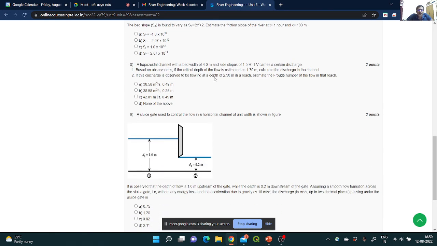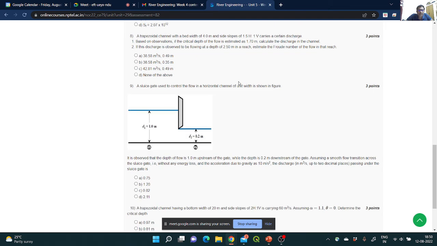Then the question on the trapezoidal channel. This is something new. Again, there is a minor fault in this question. They have asked you to estimate the Froude number of the flow in that reach, and the Froude number is actually a dimensionless entity. They have given it in terms of meters. You should just omit meters, but the numbers are correct. So whatever number you get, let us suppose you get 0.49, then tick option A. If you get 0.35, then tick option B. So that is how you should proceed with it. The unit is incorrectly given.